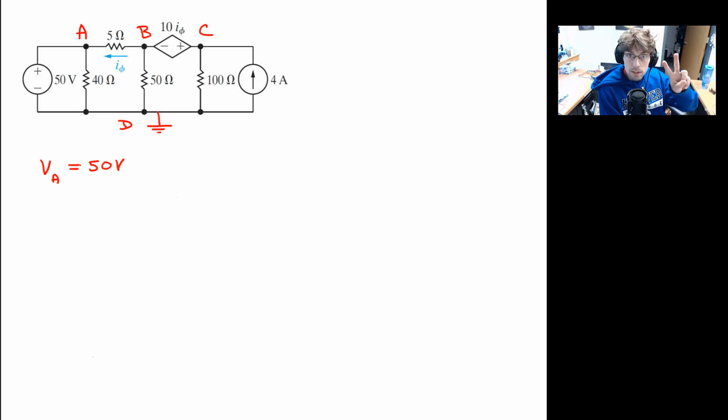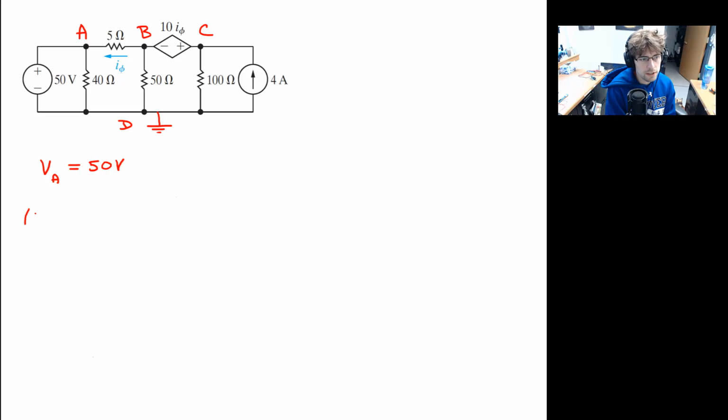Okay. Two reasons, or at least the combination of two reasons. I grounded D, and there's only a potential source between D and A. No resistors, for example. So immediately, if I set D equal to 0, and the existence of this independent potential source means the voltage at A is 50 volts. So boom, I've already solved for one of those. Okay, well, let's continue forward.